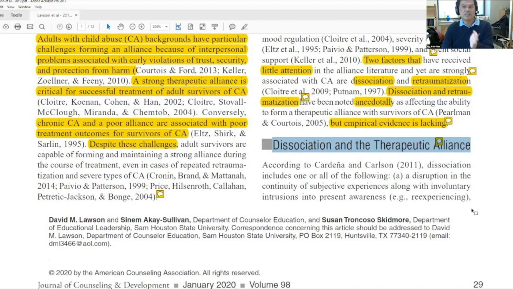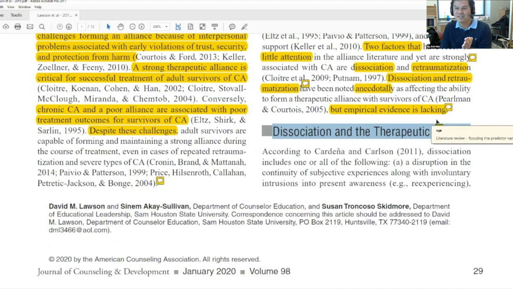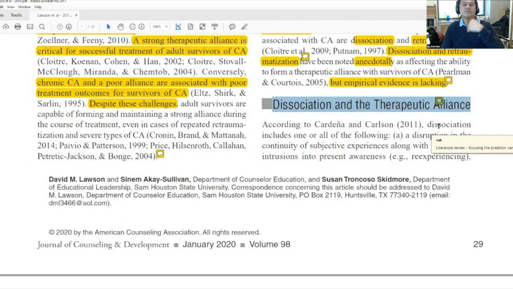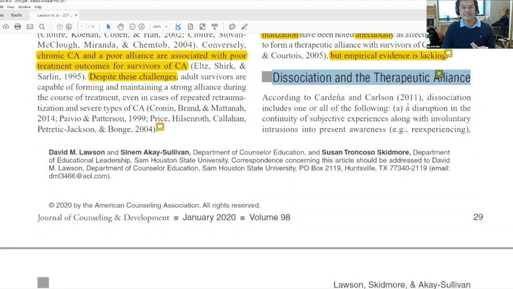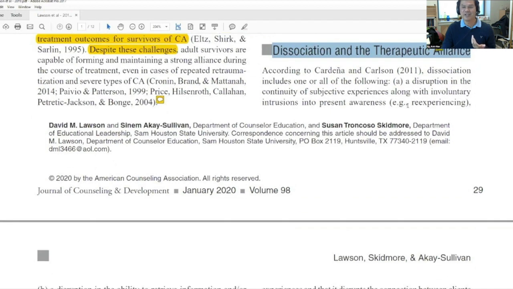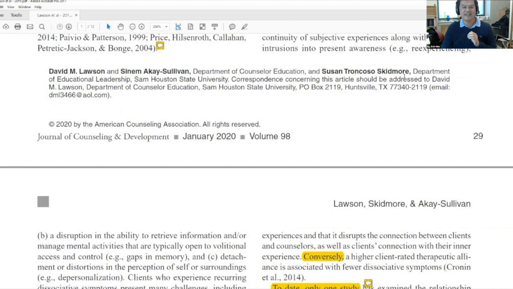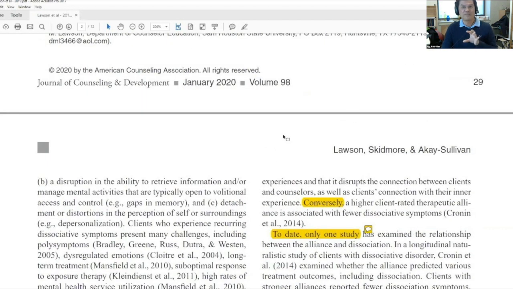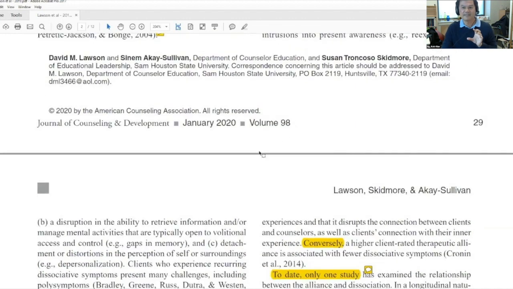So immediately you look at that here, this is the notes, like literature review focusing on the predictive variables. So now your first two paragraphs, you already built up the momentum. This is what you're looking at. And then you are going to convey to them, what do you mean by empirical evidence is lacking? You're going to have to discuss that. And this is where, if you come along, Jeff, they provide some description and definition of what dissociation and therapeutic alliance are further down the road.